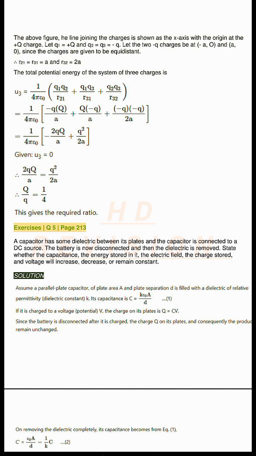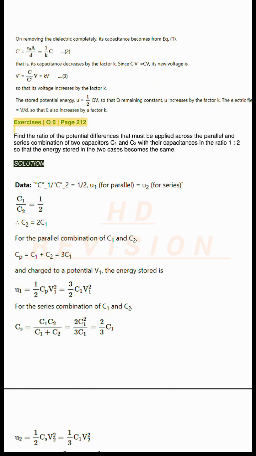Exercises Q5, page 213. A capacitor has some dielectric between its plates and the capacitor is connected to a DC source. The battery is now disconnected and then the dielectric is removed. State whether the capacitance, the energy stored in it, the electric field, the charge stored, and voltage will increase, decrease, or remain constant. Solution.